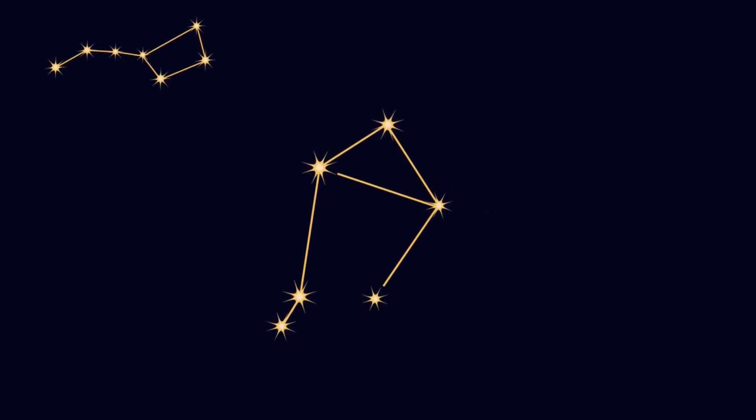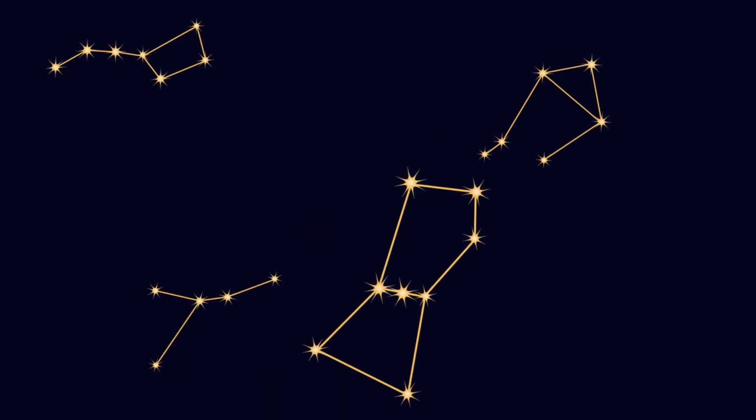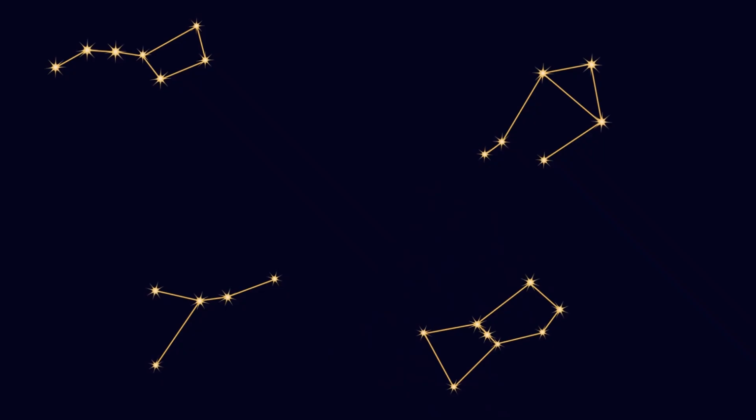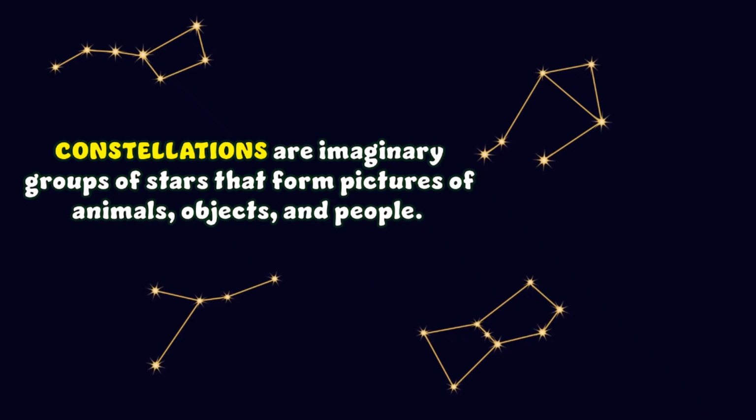Have you seen any pattern of stars at the night sky? Those stars aren't just randomly scattered. People long ago connected them into patterns. These patterns are called constellations. Constellations are imaginary groups of stars that form pictures of animals, objects, and people.